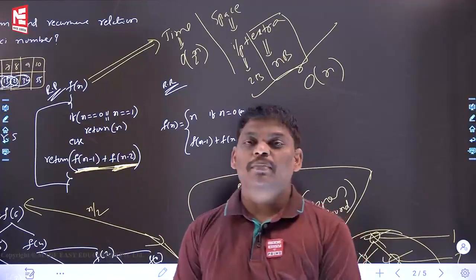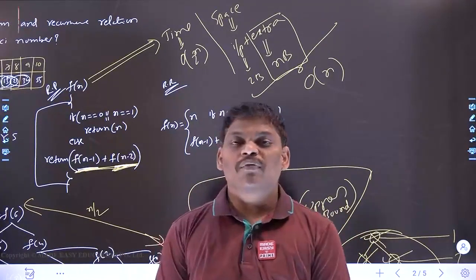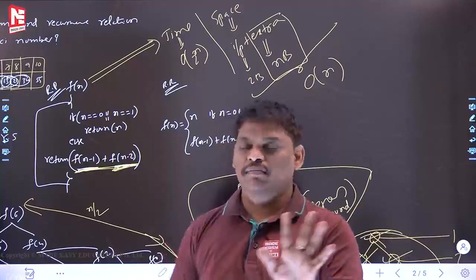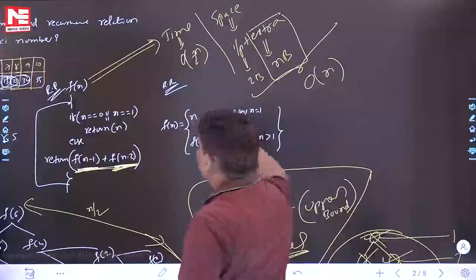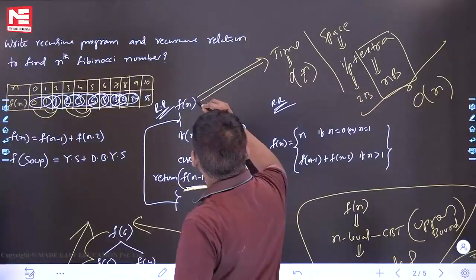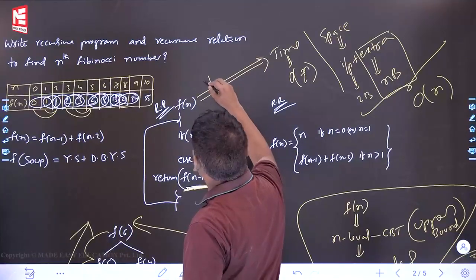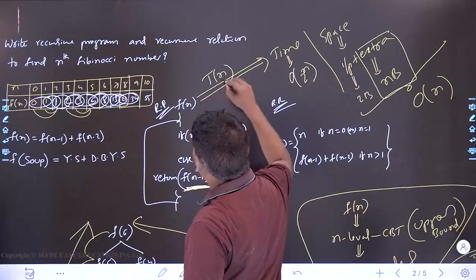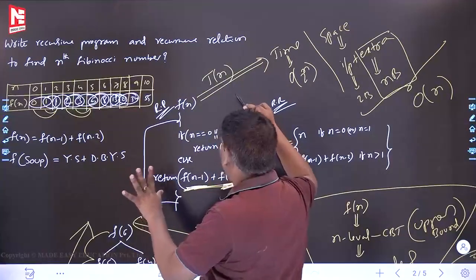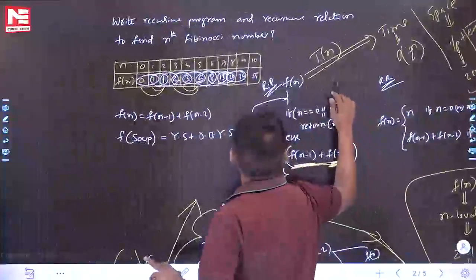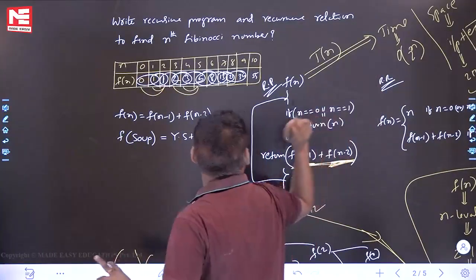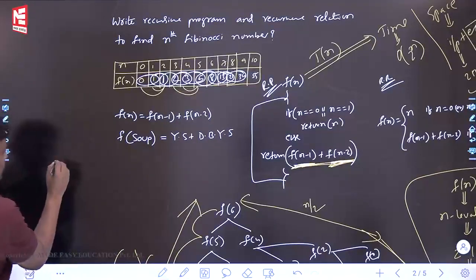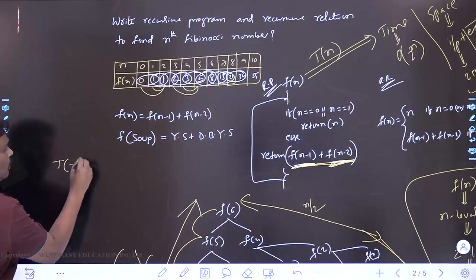Fibonacci of n time complexity. Carefully listen. Assume that the actual time of Fibonacci of n is Tn. Are you okay with that? Now, can you help me?